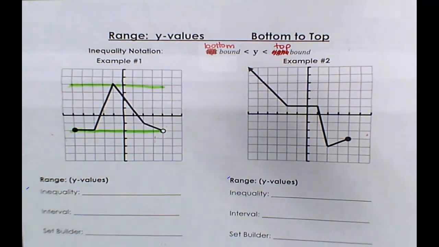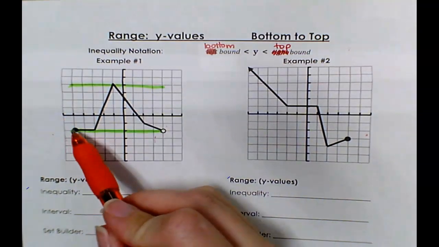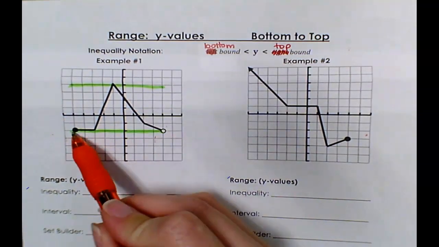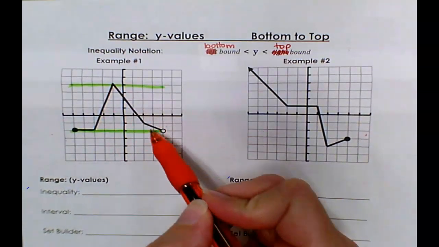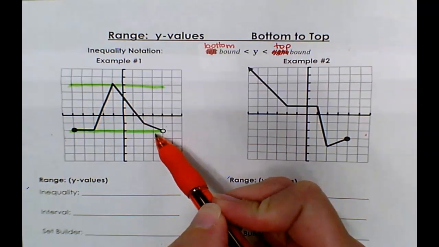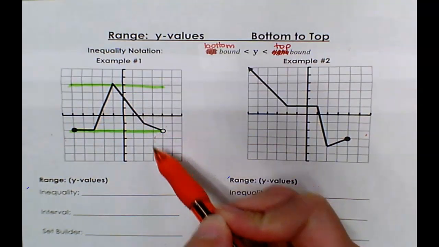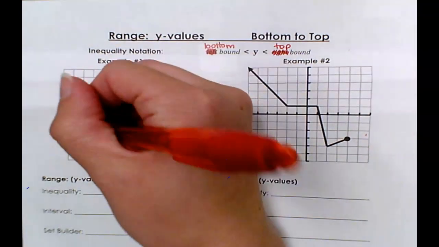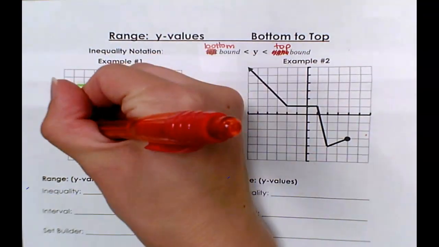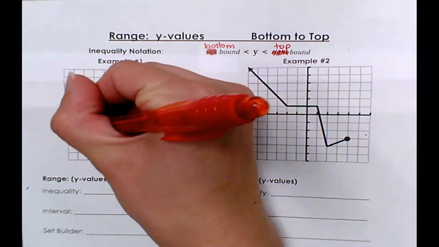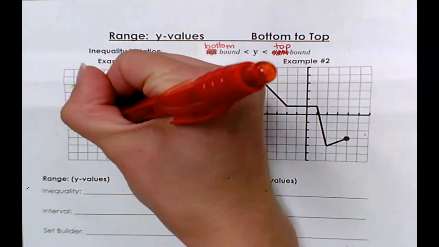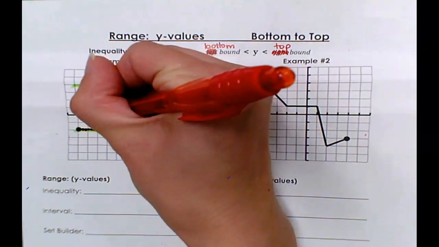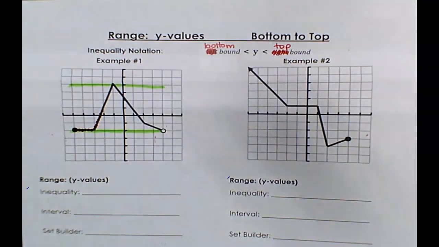Now, something that I want to discuss with you is that even though you have endpoints that are open or closed, you also have all of the points in between that are defined on your function, on your graph. So here I have a closed point, but I also have the rest of this function and this line, and all points here are closed points because they're all defined on the function.